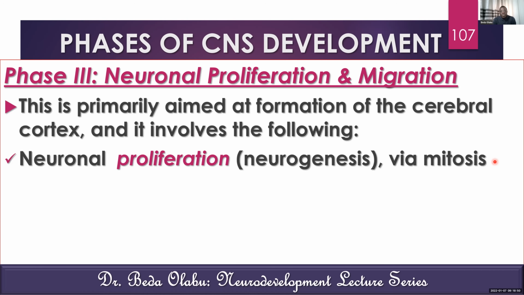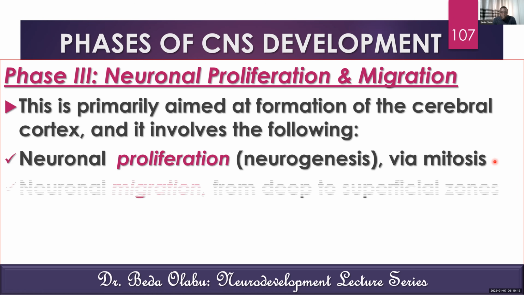Why they have to be produced in excess, maybe we may not have the full wisdom to understand. But yes, they're produced in excess, and eventually some of them will die actually. So neuronal proliferation is the first aim, just produce the number of neurons, to add to the numbers of neuroblasts.